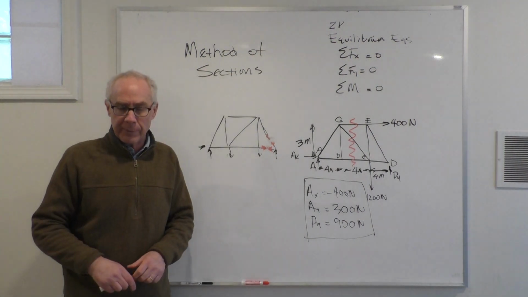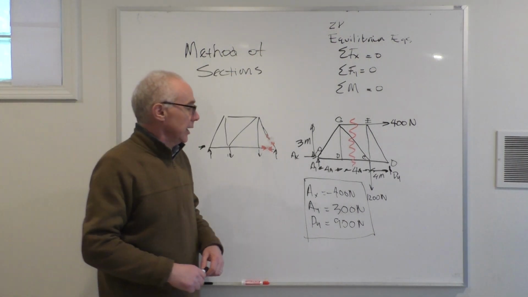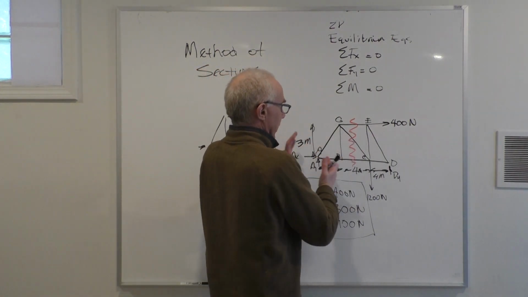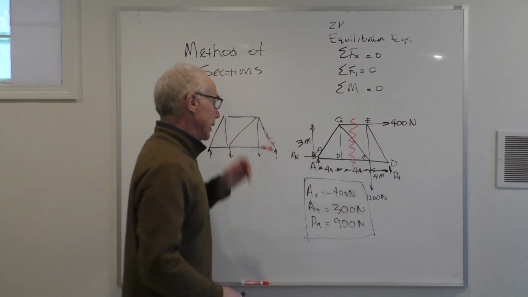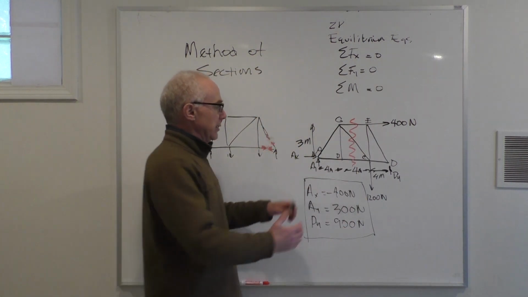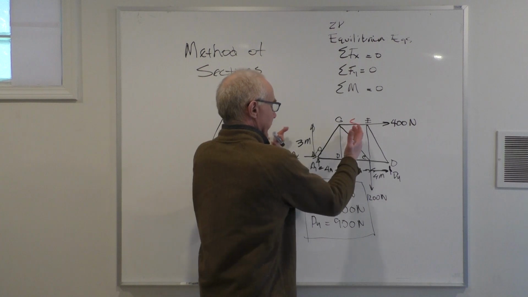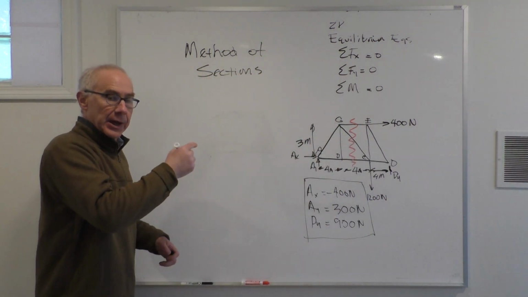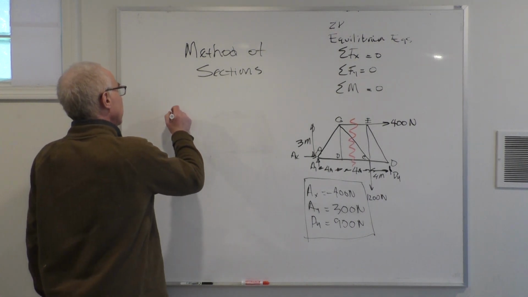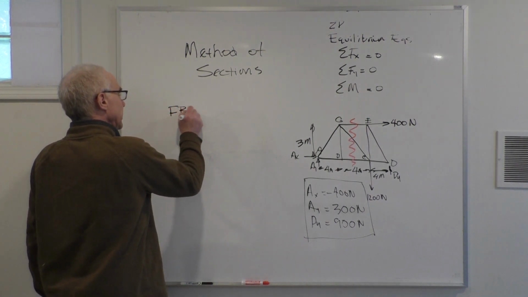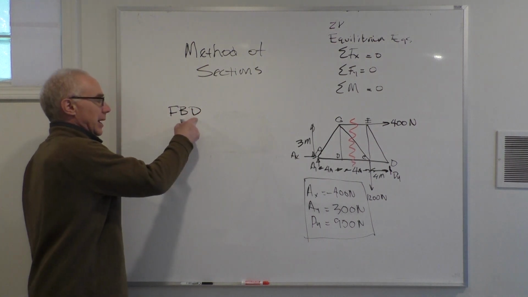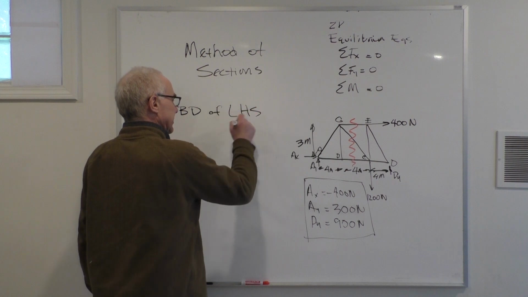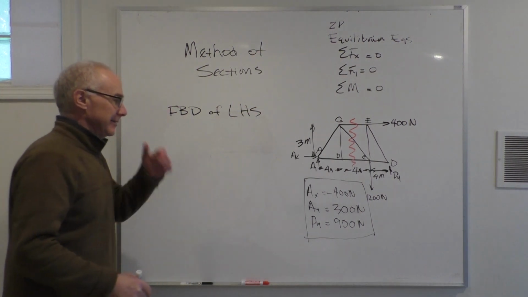So I'm going to draw a new free body diagram. And I'm only going to show essentially the left-hand side. I can use either the left-hand or the right-hand side. Okay, so I'm going to only redraw the free body diagram for the left-hand side, and I'll do it over here. What I'm putting here is the free body diagram for the left-hand side. So I'll write that here. FBD, free body diagram of the left-hand side. LHS, left-hand side.